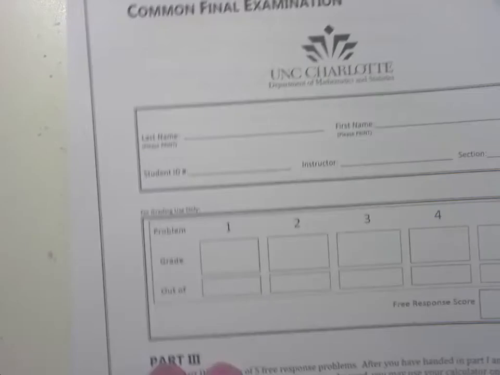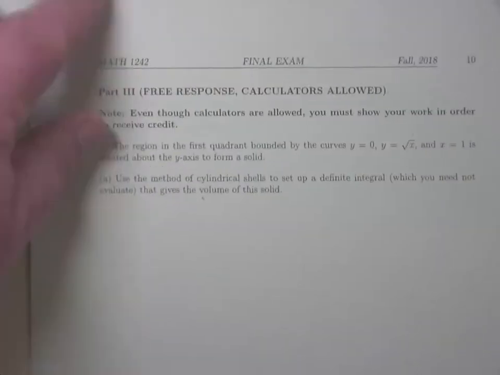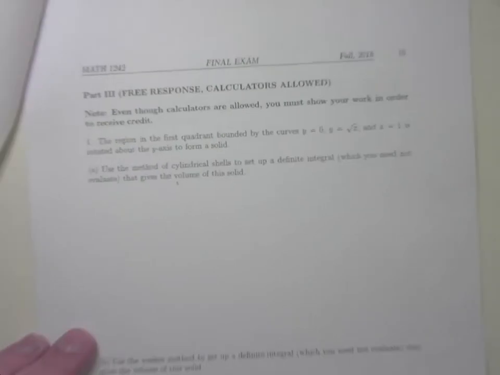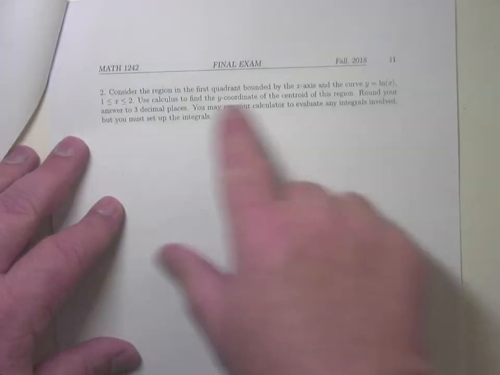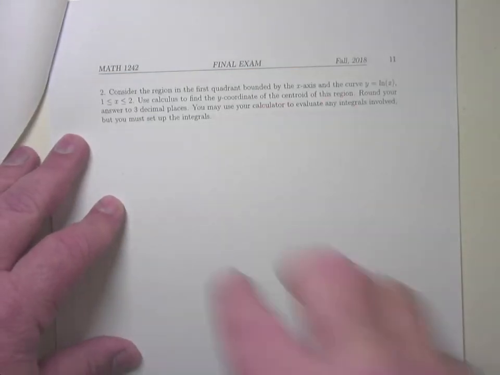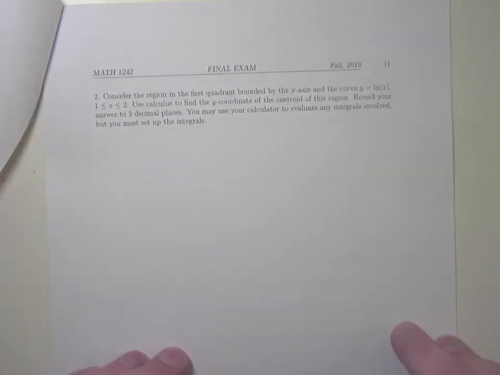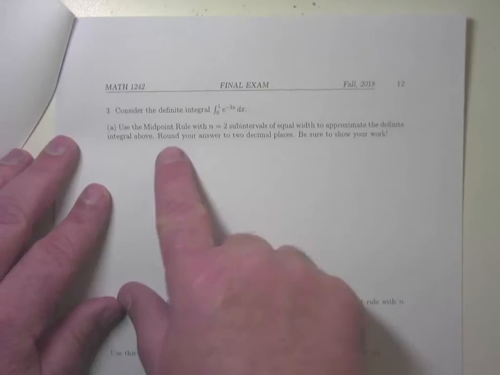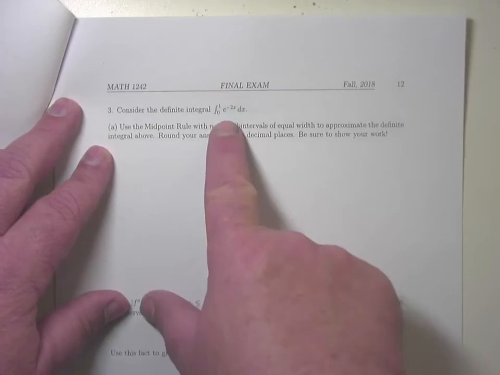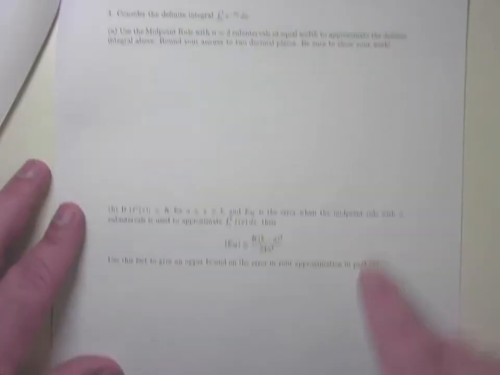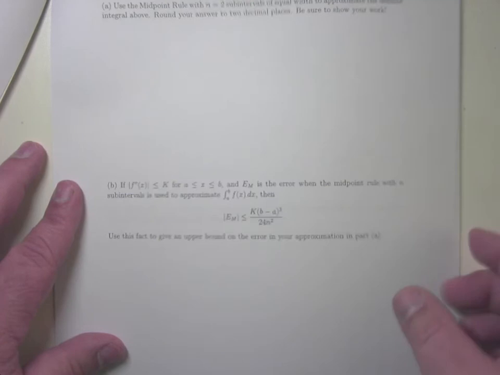But I want to let you guys see it, for those that want to see this thing, look at the final exam. This is part three, the free response part, just to show you what they're going to do to you guys. This one is a cylindrical shells and disk method volume problem. This one right here, we're going to take this particular region and find the centroid, the center of mass, and they wanted you to find the y-coordinate of this center of mass. This one is using midpoint formulas to approximate this integral. Actually, it won't be alternating, but you use the midpoint formula for this.